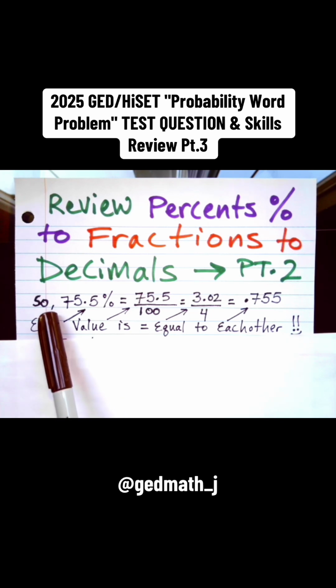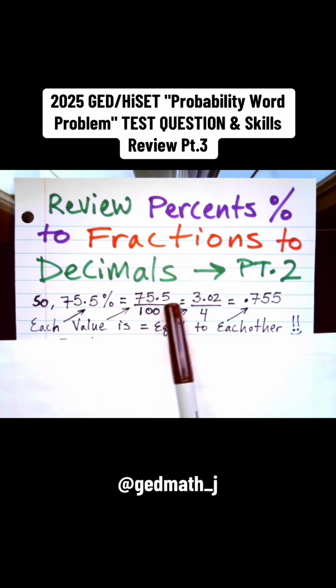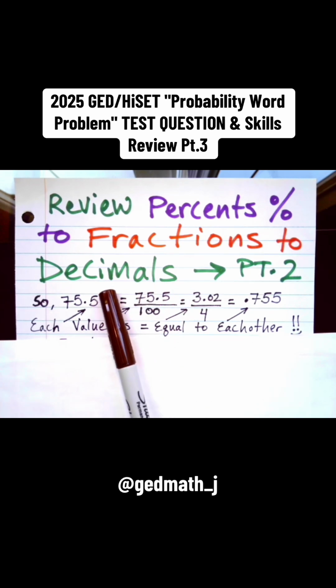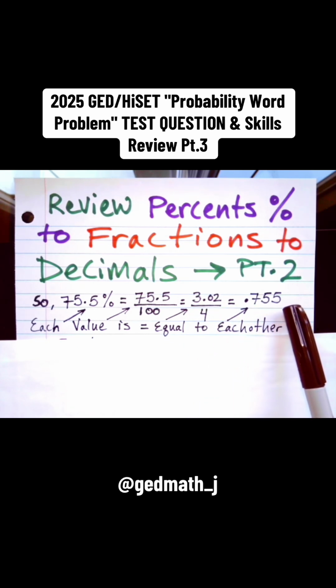I wanted to quickly review, if you missed the second video of the probability review, how I took 7.5% and converted that into a fraction. I eliminated the percent, put 100 in the denominator's place, and reduced that fraction as small as I can. Every fraction is a division problem: 3.02 divided by 4 gave me 0.755.